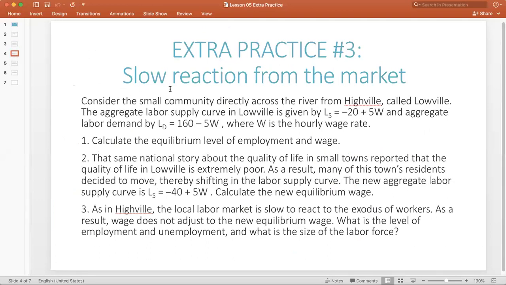So another example like we just did, consider the small community directly across the river from Highville called Lowville. The aggregate labor supply curve in Lowville is given by labor supply equals negative 20 plus 5W, and aggregate labor demand by labor demand equals 160 minus 5W, where W is the hourly wage rate. So calculate the equilibrium level of employment and wage.